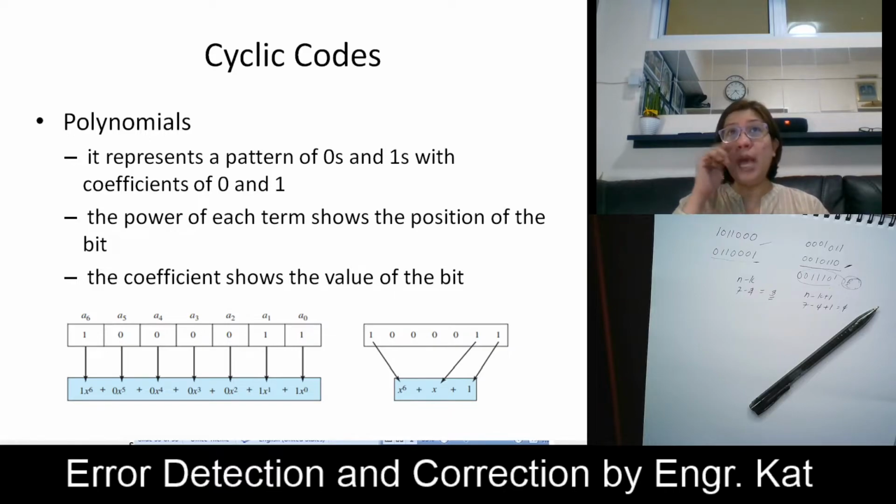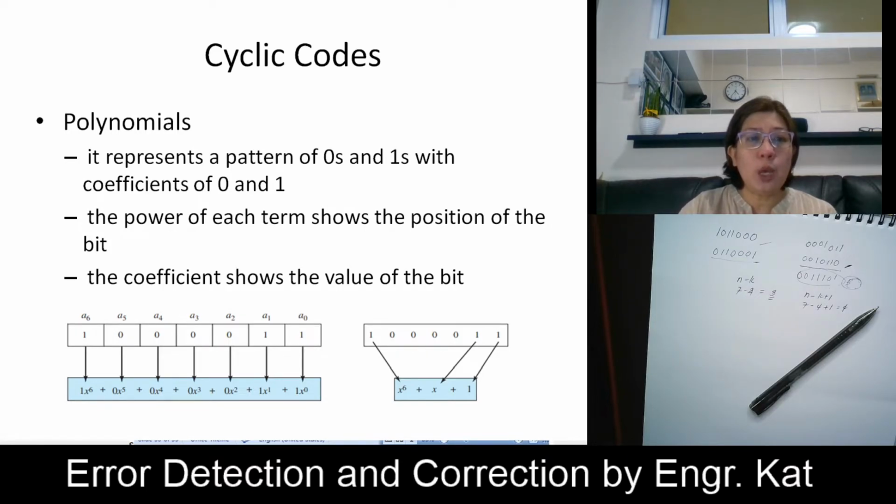The figure shows a binary pattern and its polynomial representation. The first figure shows a binary pattern, and the second figure shows its corresponding polynomial. So for the first figure, this shows how to translate a binary pattern into a polynomial pattern. The position of the bits is the power, while the coefficient shows the value of the bit. So it's either 0 or 1.